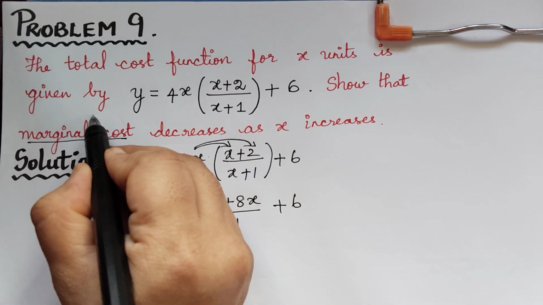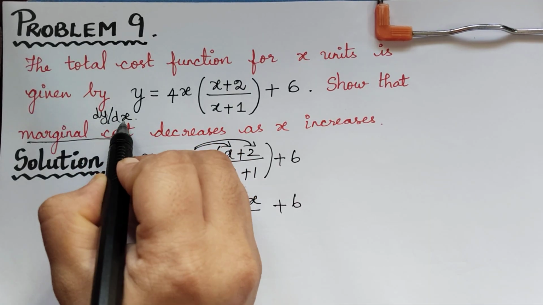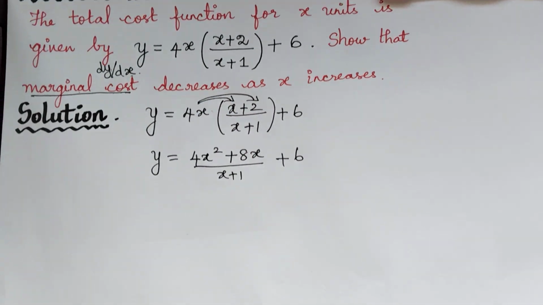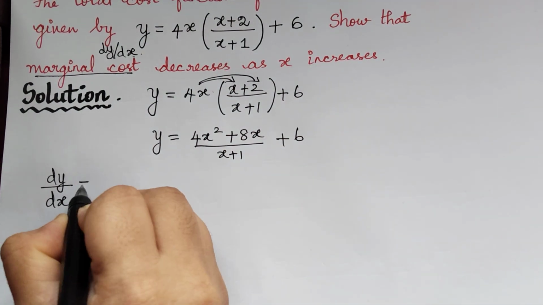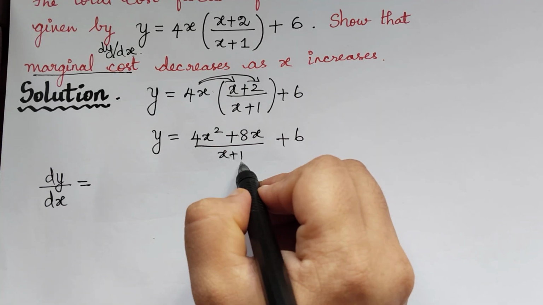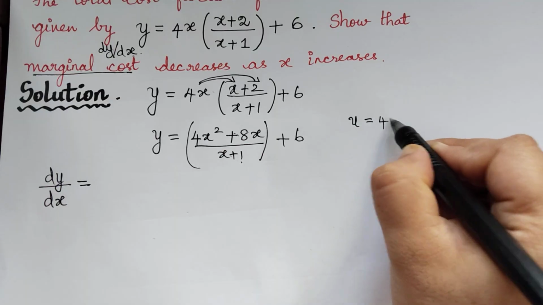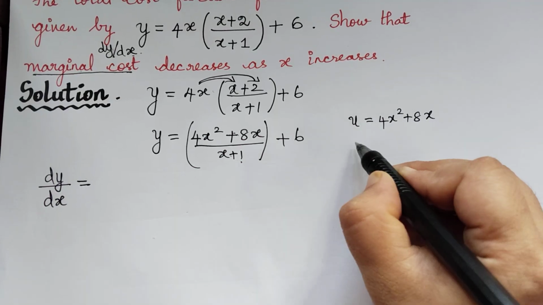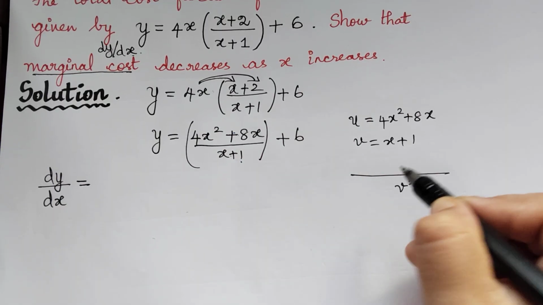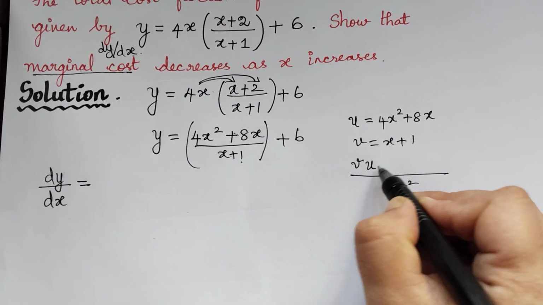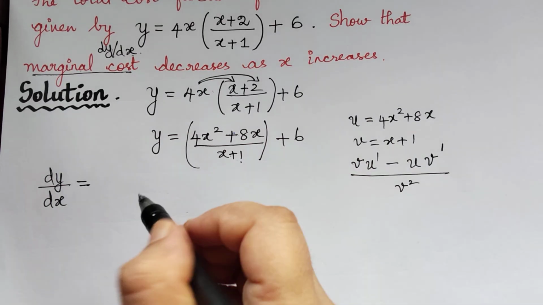Now in order to find the marginal cost, we have to differentiate y with respect to x. So the first derivative of y with respect to x gives us the marginal cost. So dy by dx will be equal to. Now we are going to use the u by v method in order to differentiate this term, where u will be equal to 4x square plus 8x and v will be x plus 1. And we know that the formula is v square in the denominator, v multiplied with u dash minus u multiplied with v dash.